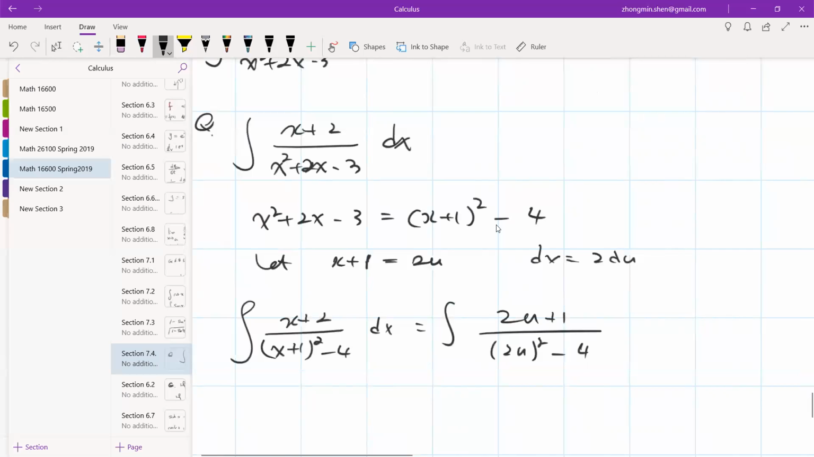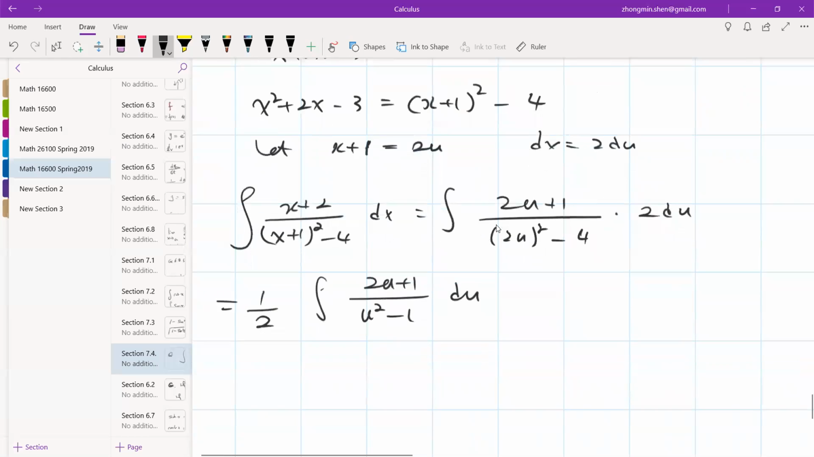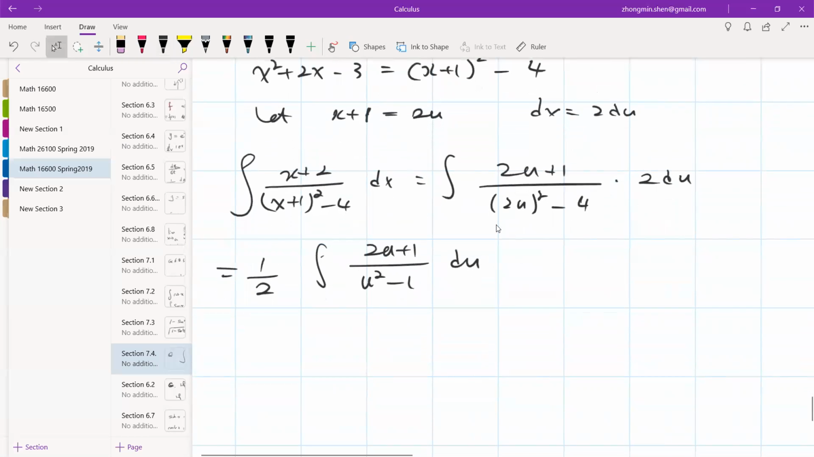X is going to be 2u minus 1. Minus 1 plus 2 is x plus. And then this is a 2 du. Okay. So after you simplify, you take 4 over 2/4 is 1/2. So it's 2u plus 1 over u squared minus 1 du. Now what? I still don't want to use a decomposition, okay? I can do the following.